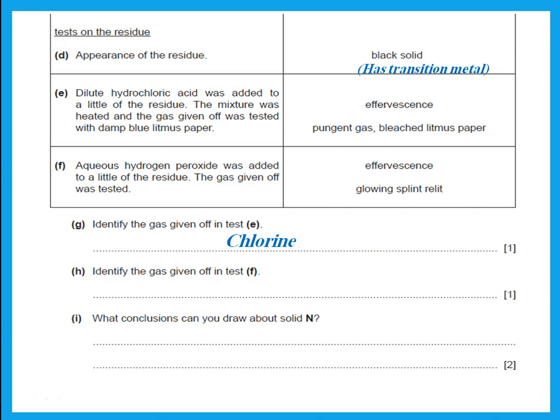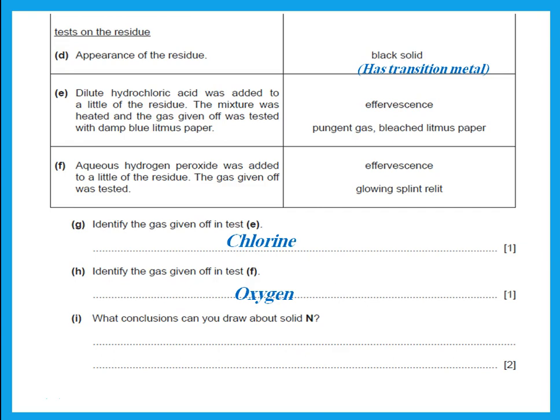Then he says aqueous hydrogen peroxide was added to a little of the residue. The gas given off was tested, and he said it gave out a gas that relit a glowing splint. Which gas will cause the glowing splint to relight? We said that is the test for oxygen. So from these results, what conclusions can you draw about solid N?